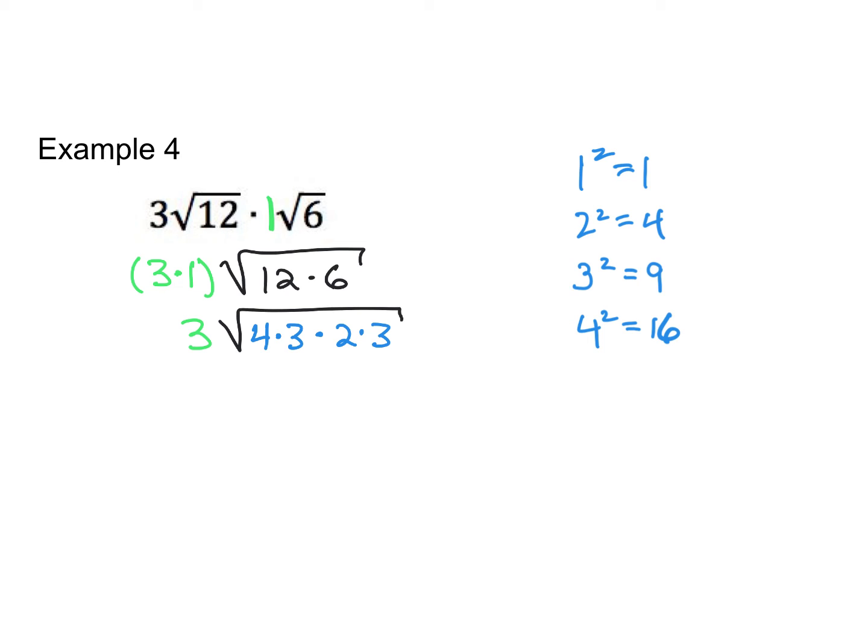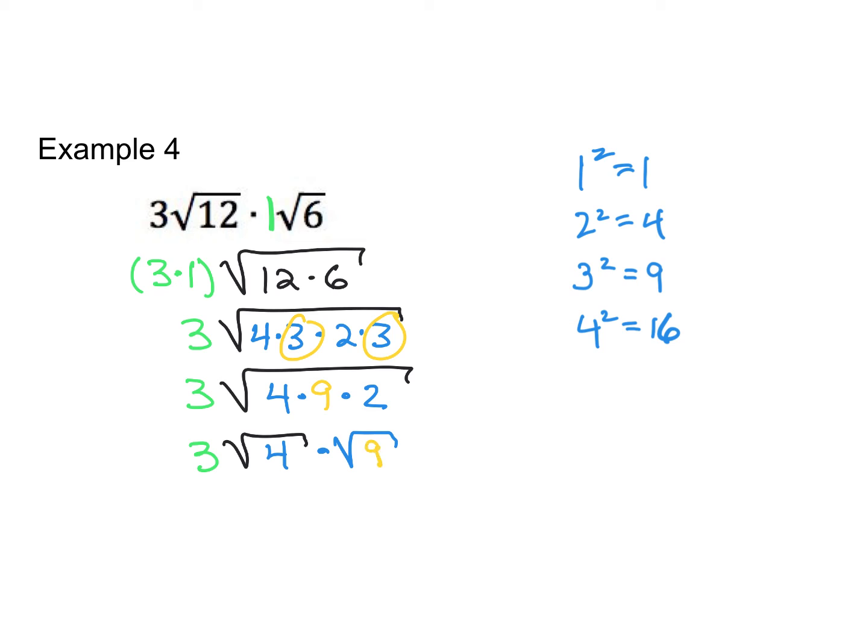Let's rearrange some stuff. I still have that 3 on the outside. I still have the square root of 4. But one of the other things I notice is that we have a 3 and a 3. And I know 3 times 3 is 9. Why did I do that? It's because 9 is part of the perfect squares list. And then I still have times 2. Let's bring it down even further. I have 3, square root of 4 times square root of 9 times square root of 2.